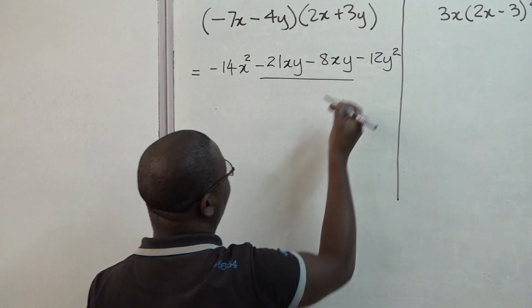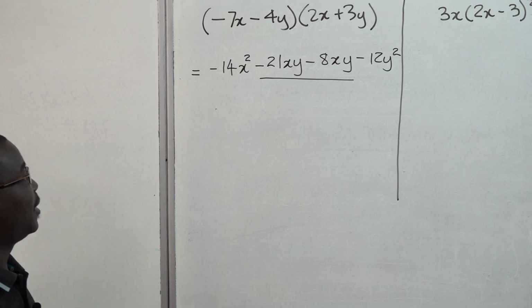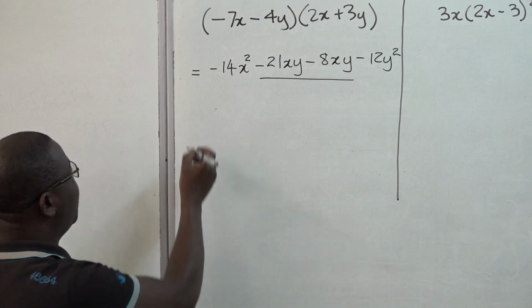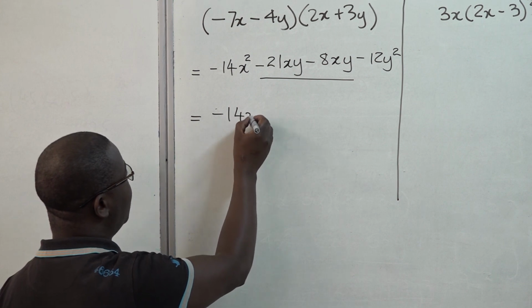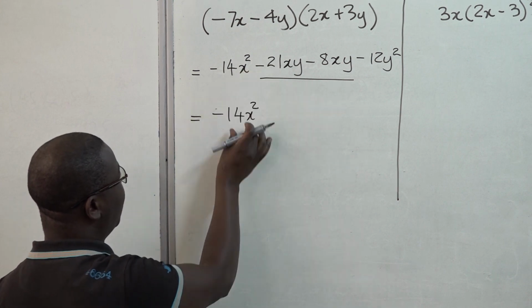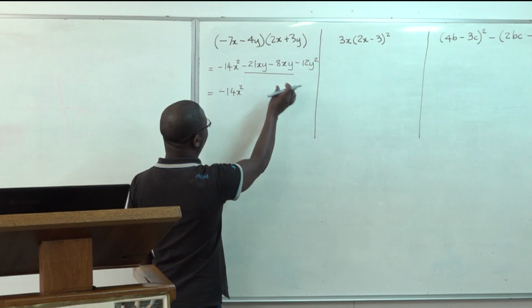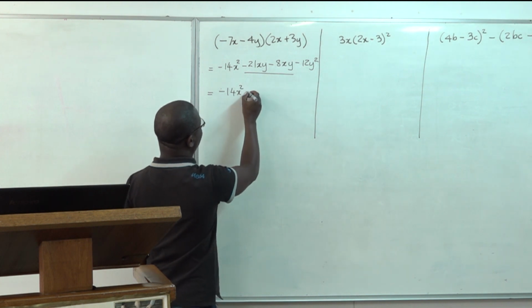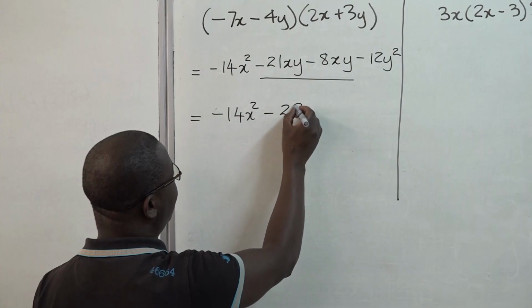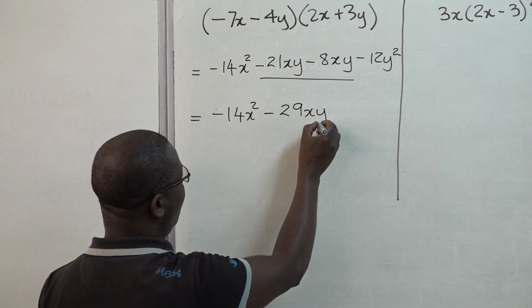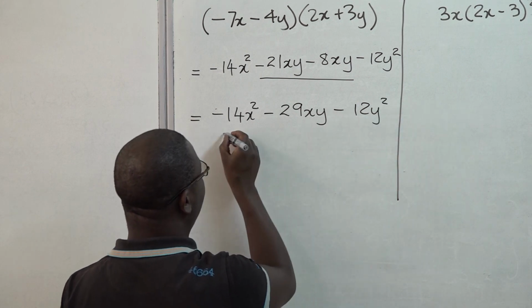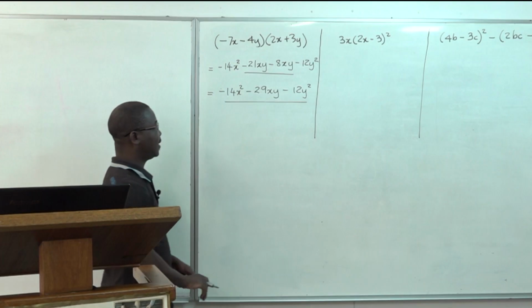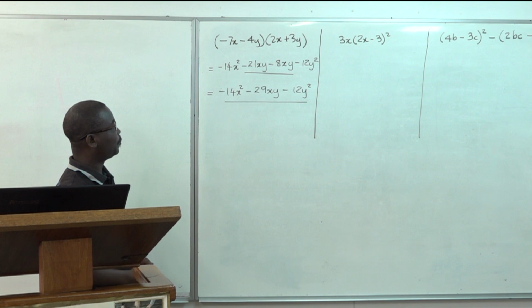Once again, we have like terms in the middle of that expression, so we need to simplify that part. Minus 14x squared, which is coming from there, minus 21 minus 8 gives us minus 29xy, and then minus 12y squared. That becomes our final answer for that expression.